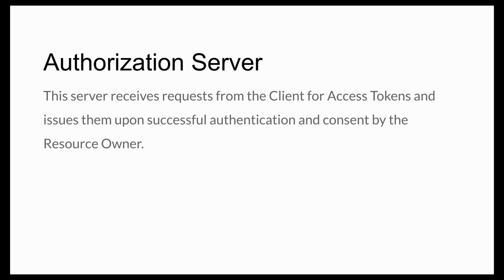Now the next is the authorization server. This is the server that receives requests from the client for an access token and issues them upon the successful authentication and consent by the resource owner. It's something very simple, right? What the authorization server will do is give you the token on behalf of the request that you are giving. The authorization server is nothing but to authorize your request. It will check whether you are authorized to use the particular resources you are trying to use, and once the consent is given by the resource owner, then the authorization server will allow you to use those resources. That's a simple thing.